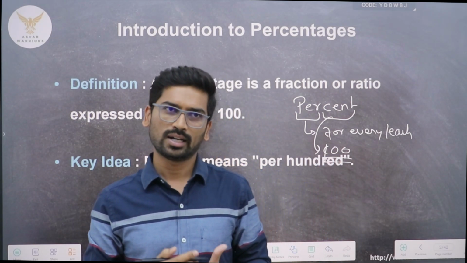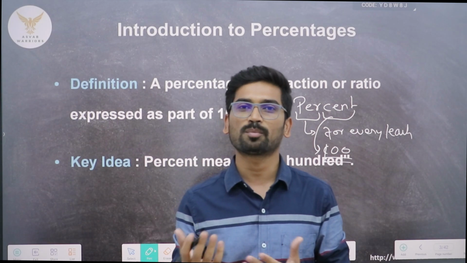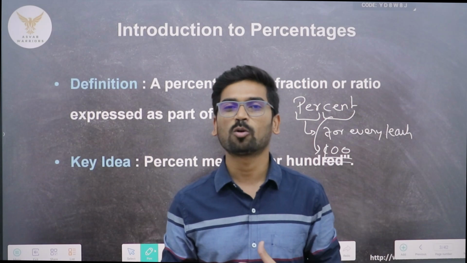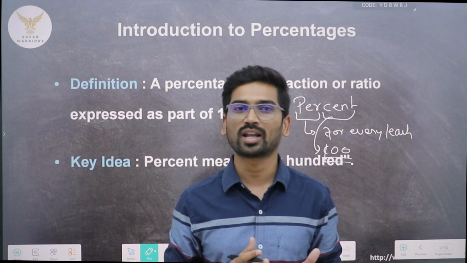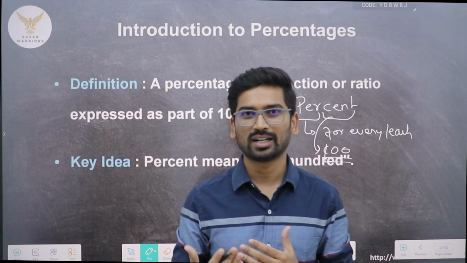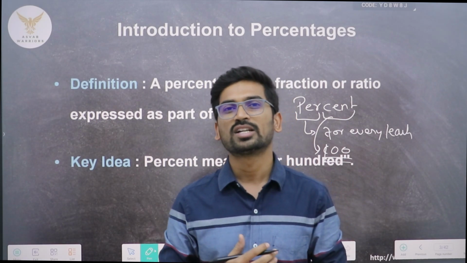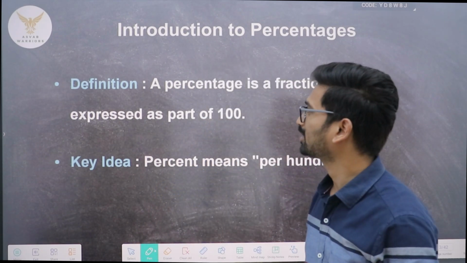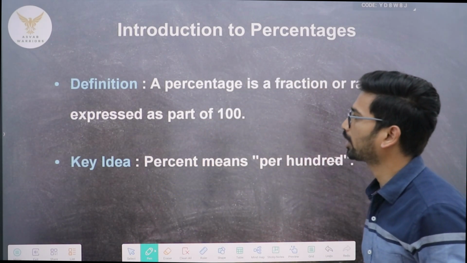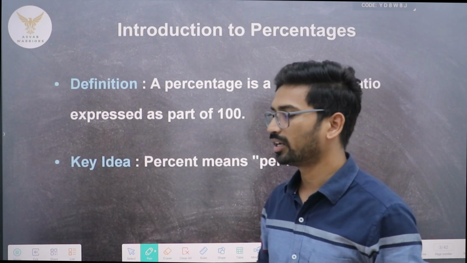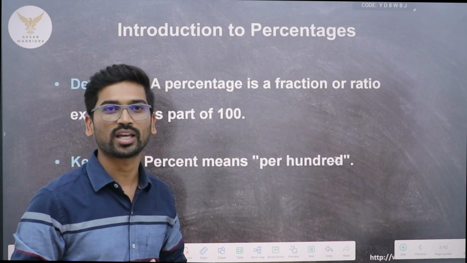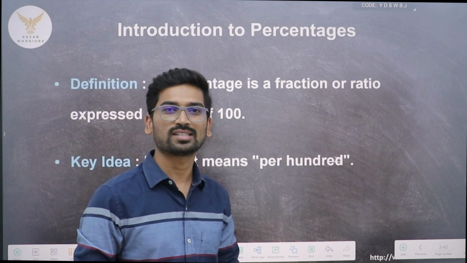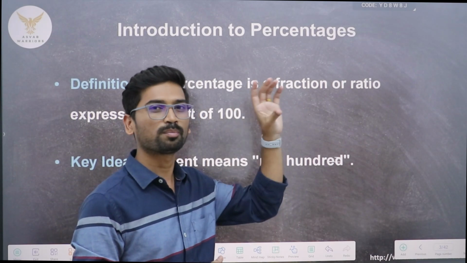Let's say you got 100 marks out of 500, then what percentage of the marks did you get? Now we have the formula to calculate that, but we know that 100 out of 500 is 20%. Now we'll move on to the definition of percentage. A percentage is a fraction or ratio expressed as a part of 100. Now what is a fraction? A fraction is a part of a whole.